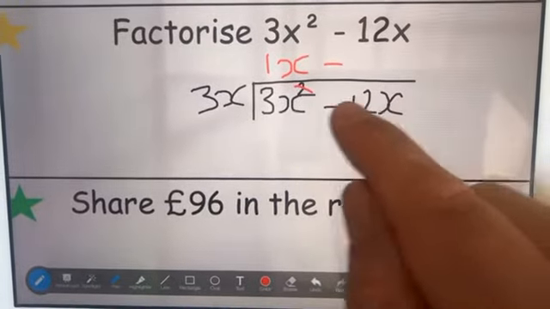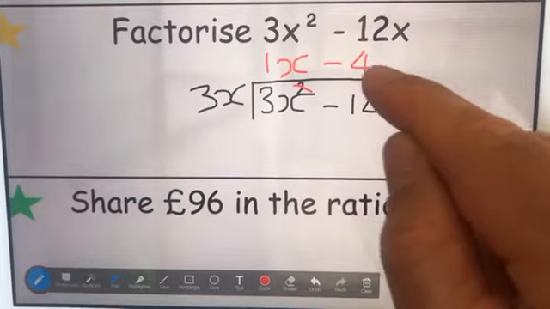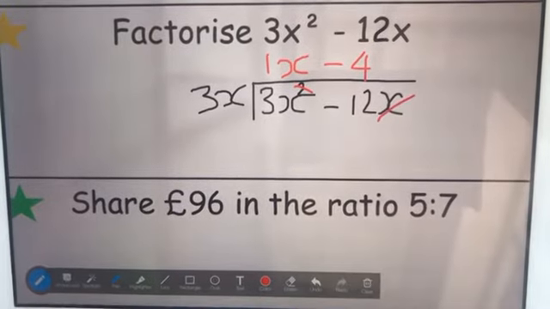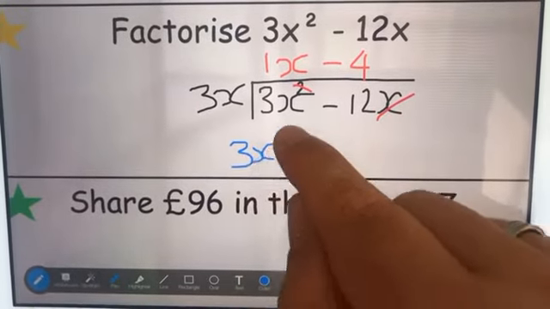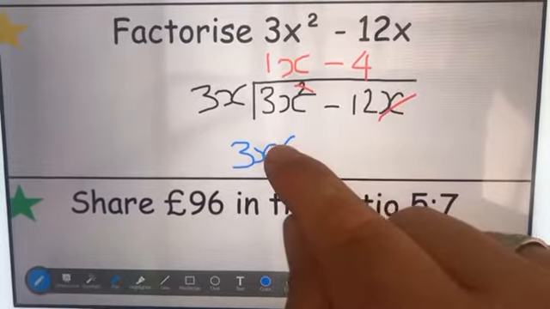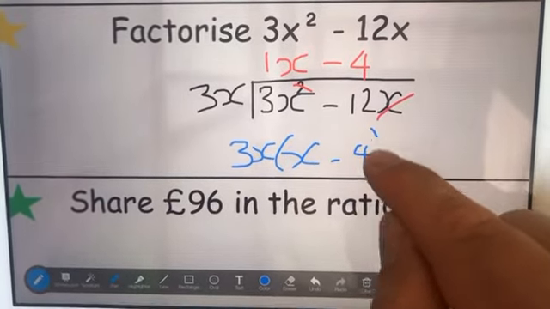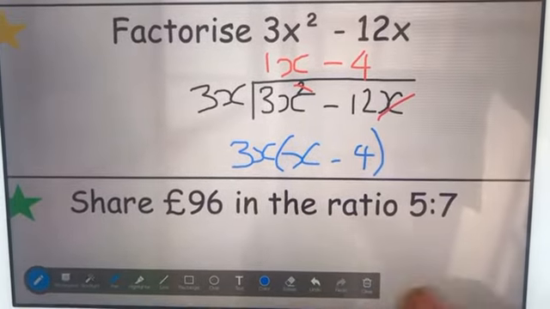Minus goes in the middle. 12 divided by 3 is 4. X divided by x, that just cancels out. So my answer, down the bottom, is 3x on the outside, 1x take away 4 on the inside of my bracket. And if you wanted to check, if you expand that, you get back to your original answer, so you know it's correct.